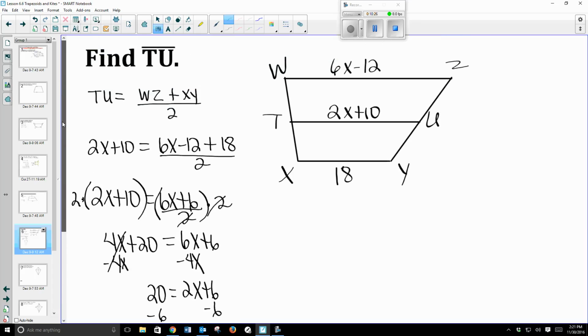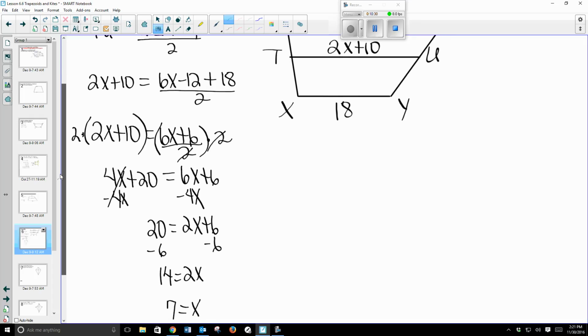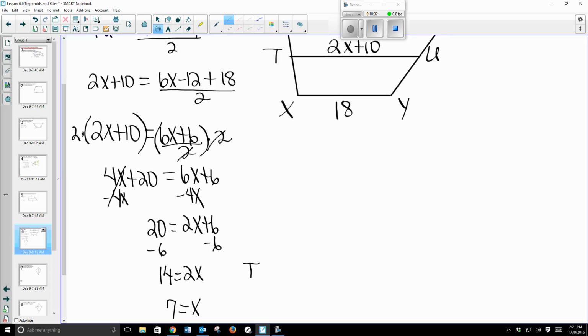The question is, or not the question, but the directions say to find TU. Well, TU is equal to 2 times x plus 10, and x is 7. We know that now. So 2 times 7 plus 10, and the answer is 24. TU is 24. Let's check our work.